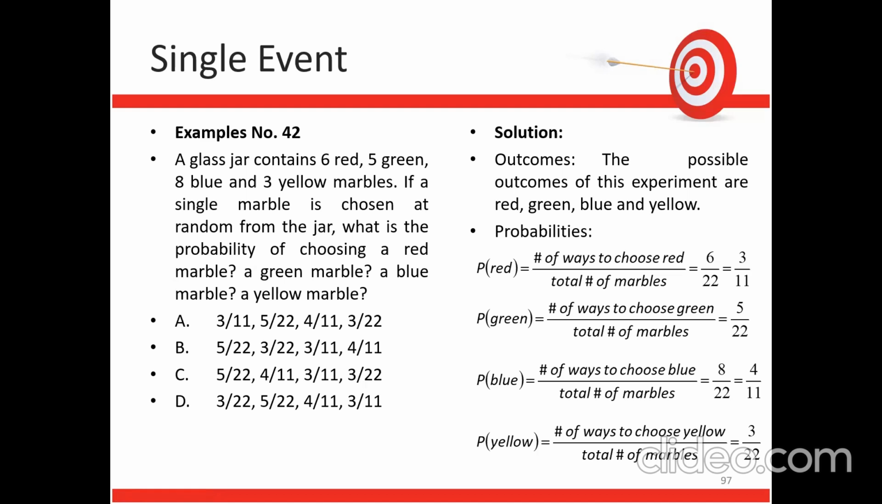So the probability of red is 6/22 or 3/11. Yung green, siyempre 5/22. And the blue is 8/22 or 4/11. Simplify mo. So yellow is 3/22. So alapin mo dito sa selection. Nauna yung red. So 3/11, 5/22, 4/11, and 3/22.